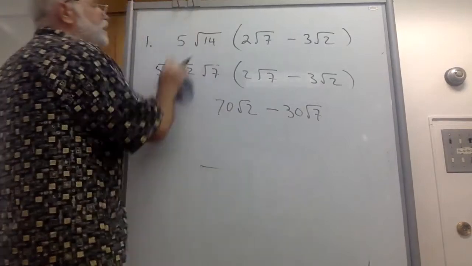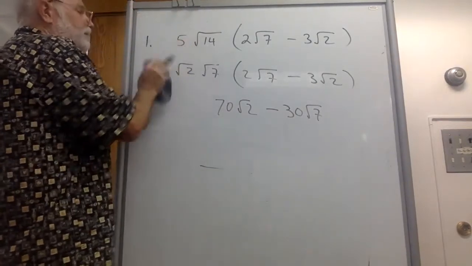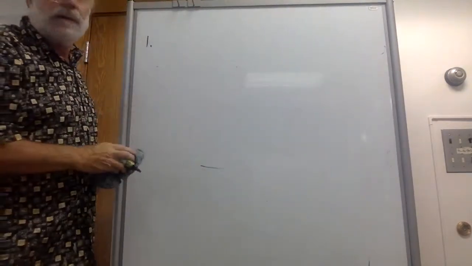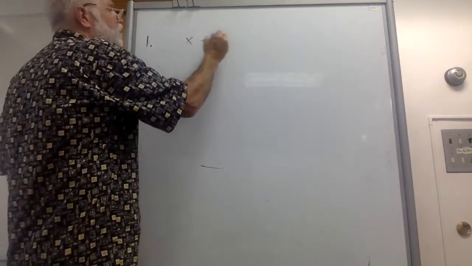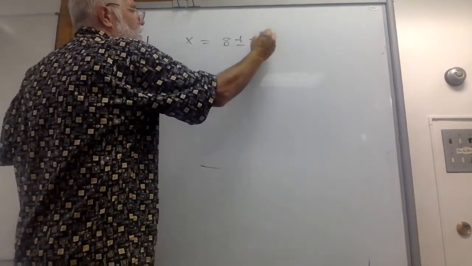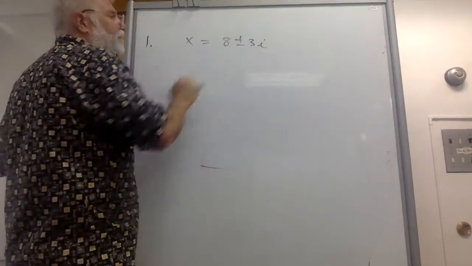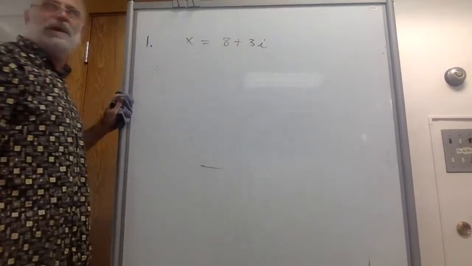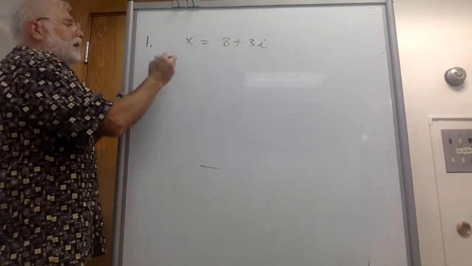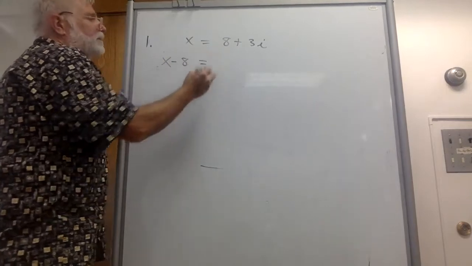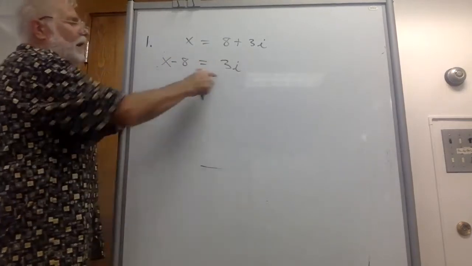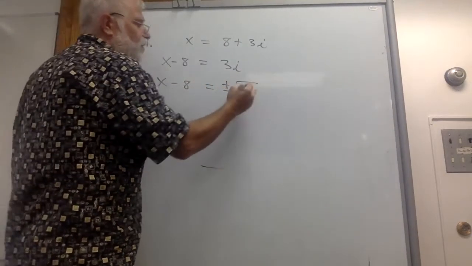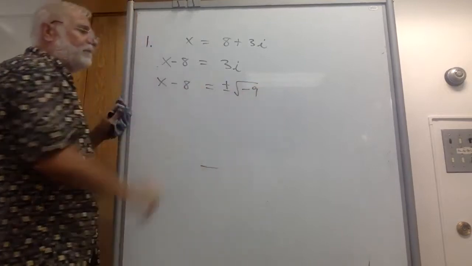Okay, math's a language. You're going to get this language on the midterm. See if you can read it. So we've got x equals 8 plus and minus 3i. On the midterm, it'll either come as a negative or a positive. It won't come as both because I don't know how to make the computer do that. So let's do 8 plus 3i. Subtracting 8 equals 3i. 3i comes from plus minus the square root of negative 9. That's what it comes from.